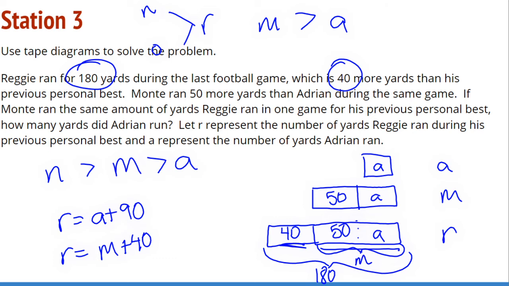So I can start taking this apart here. 180, take away the 40, and I've got Monty at 140, which is 50 more than Adrian's best. So if I take 140 and I remove the 50, I've got Adrian at 90, and I've got Reggie at 180.